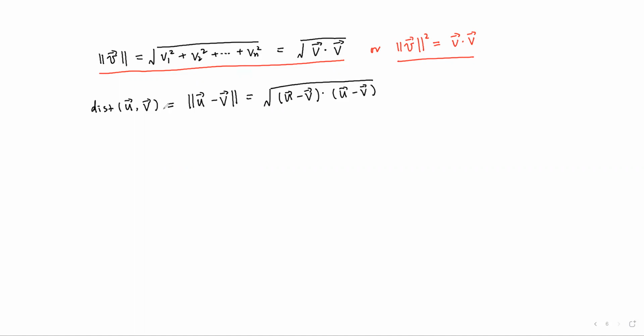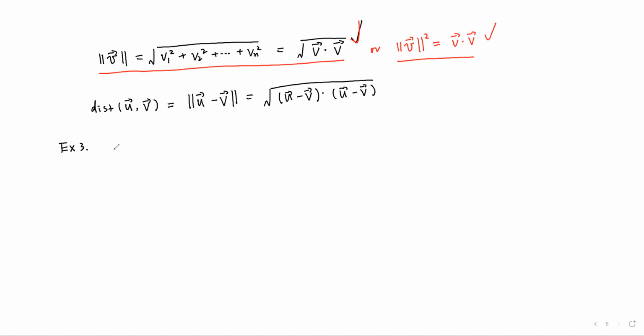So we can write the length in terms of inner product and the distance in terms of inner product. But this formula or this formula we often use. Keep these two formulas in mind. Okay, now let me show you examples about inner product.